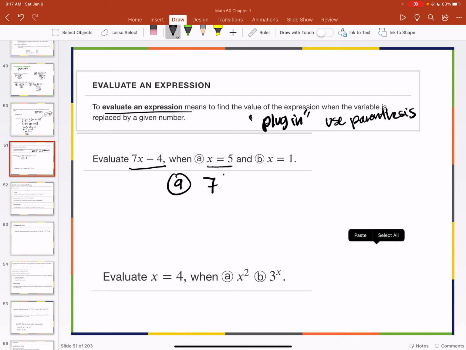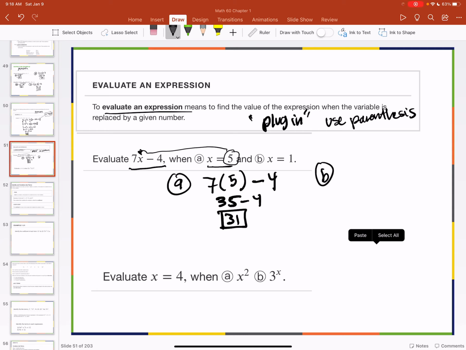Okay, so 7 times, well, times just 5, sorry, not the quantity 5. So minus 4, okay? So all I did was, you tell me that x is equal to 5, so I'm going to take it and plug it into the expression. So 7 times 5 minus 4, that's 35 minus 4, that's just 31. Okay, let's try the next one.